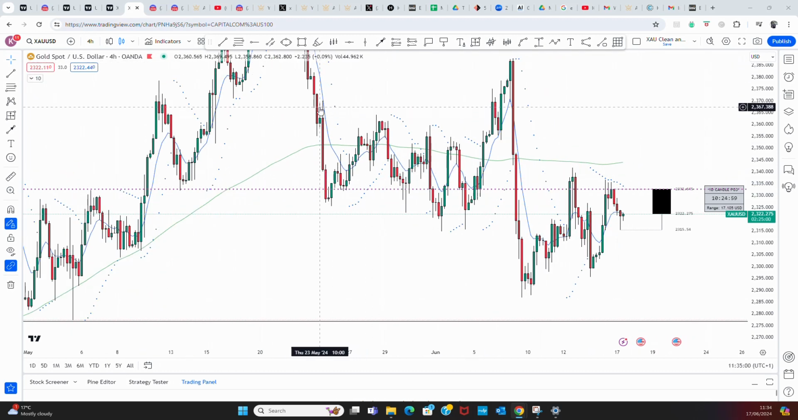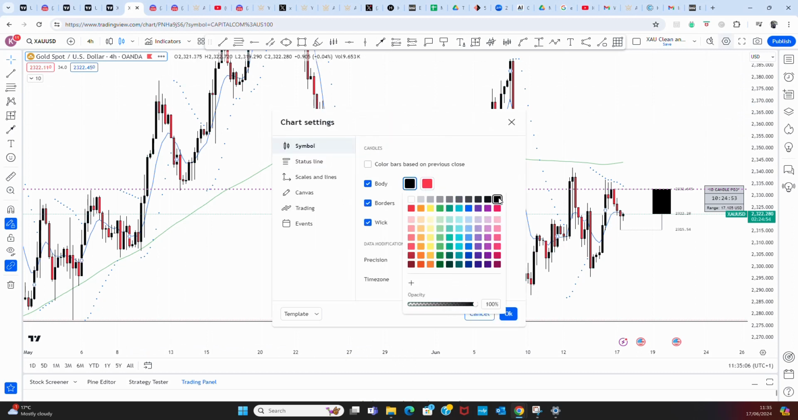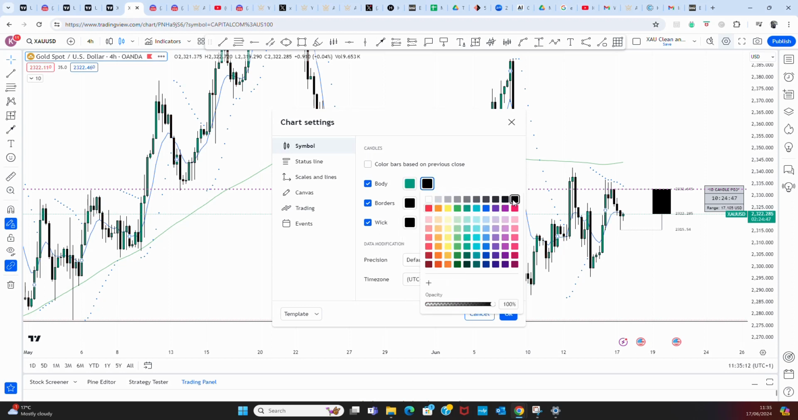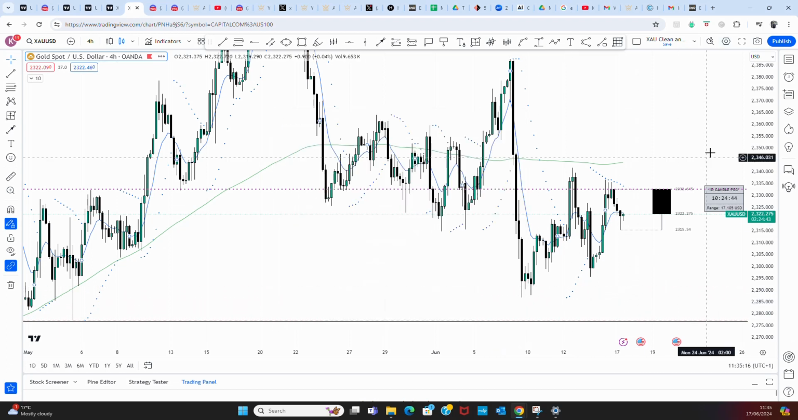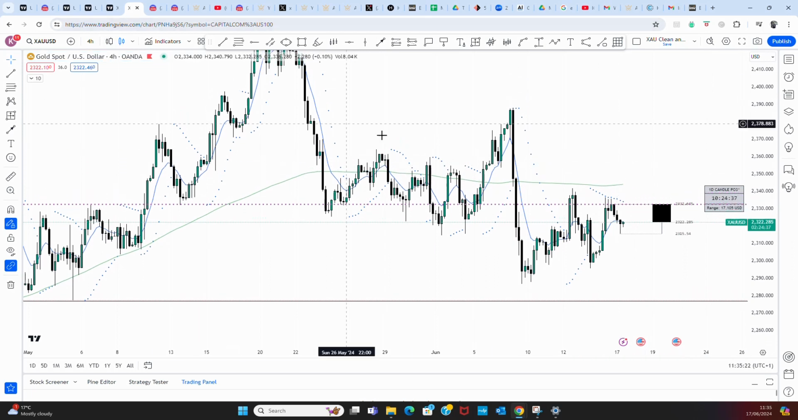Let me just change the colors a bit on this. I don't like these colors. Or we can keep this green. This we can make black. Yeah, I think that's better. Are we seeing anything else? You see, it makes it just much more clear in my charts.